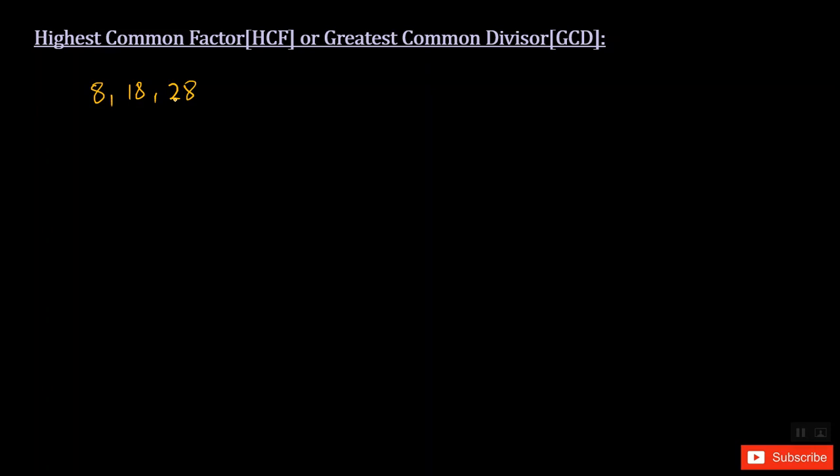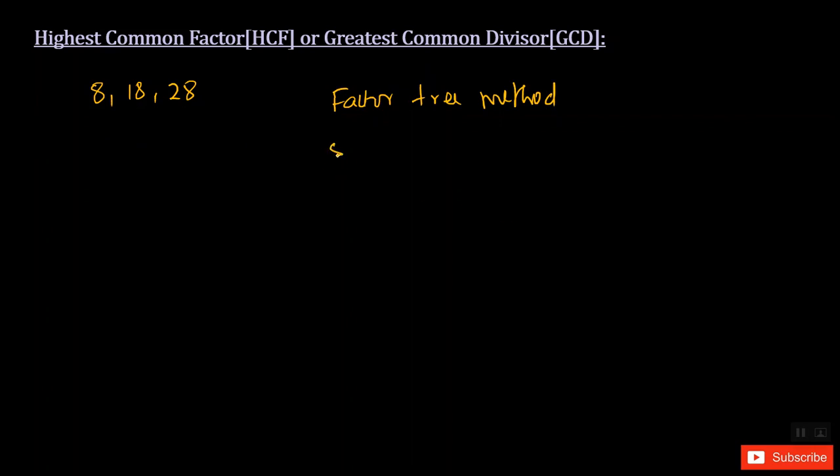There are many ways to solve questions relating to this. One way is the factor tree method. So how do we do it? We just need to write the prime factors of all the numbers, and we have to choose the ones which are common in all three.